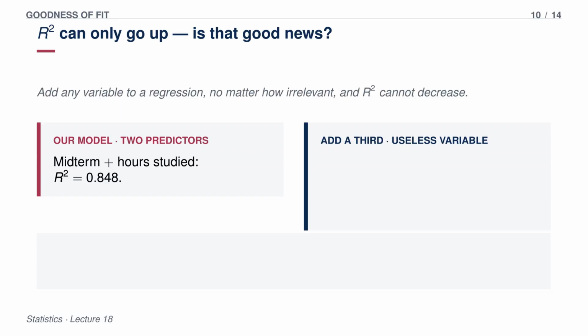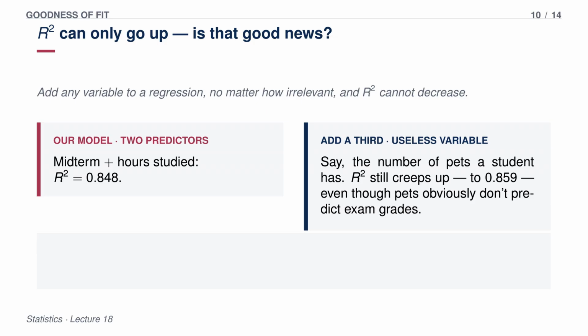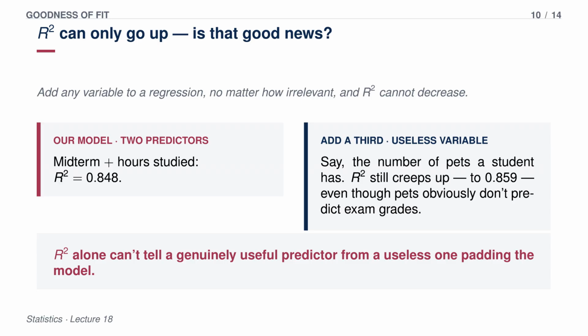Here's a trap worth knowing about. Adding midterm and hours studied together, R squared jumped to 0.848. Now, add a third variable. Anything, even something silly, say the number of pets a student owns. Pets obviously have nothing to do with exam performance. And yet, R squared still creeps up to 0.859. That's not a fluke. It's a mathematical fact. Add any variable at all to a regression and R squared cannot go down, ever.